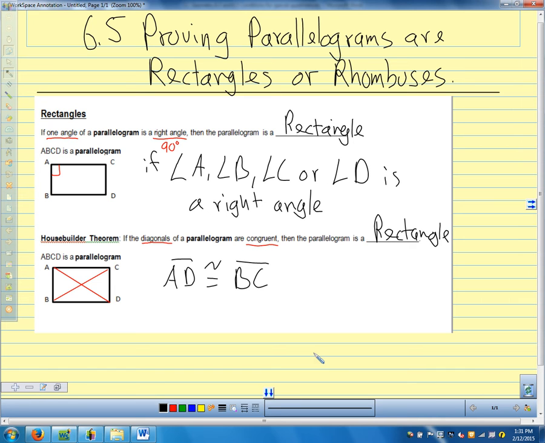And the reason we call it the house builder theorem is we have evidence, and we see with different cultures where they didn't have a lot of tools and measuring, like tape measures, that kind of thing, in order to make sure that a foundation was rectangular, they would use a rope or some kind of thing to make sure that the diagonals were the same length. And if the diagonals were the same length, they would know that their foundation was rectangular. They would know they weren't going to be out of square on their foundation, as long as they made sure that the diagonals were congruent.